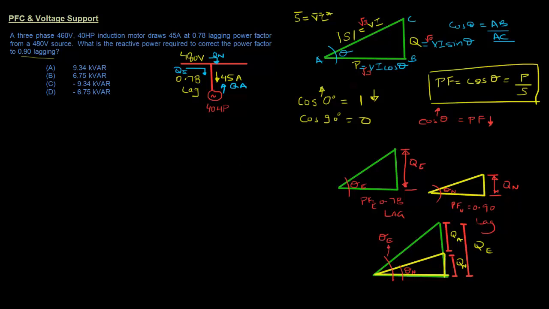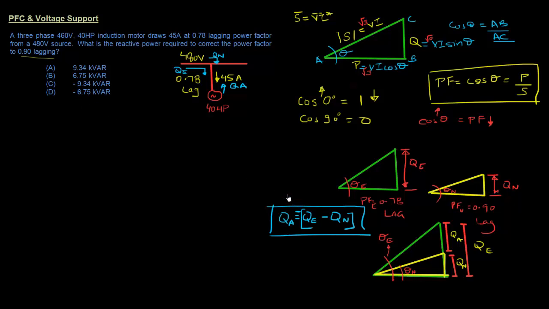So what we get from that is Q additional is going to be QE minus QN, but there's going to be a negative sign here because the direction of QA is going to be opposite, right? So this is how we're going to get the reactive power required, and you know it's going to be one of these two answers because it's going to have a negative sign next to it.